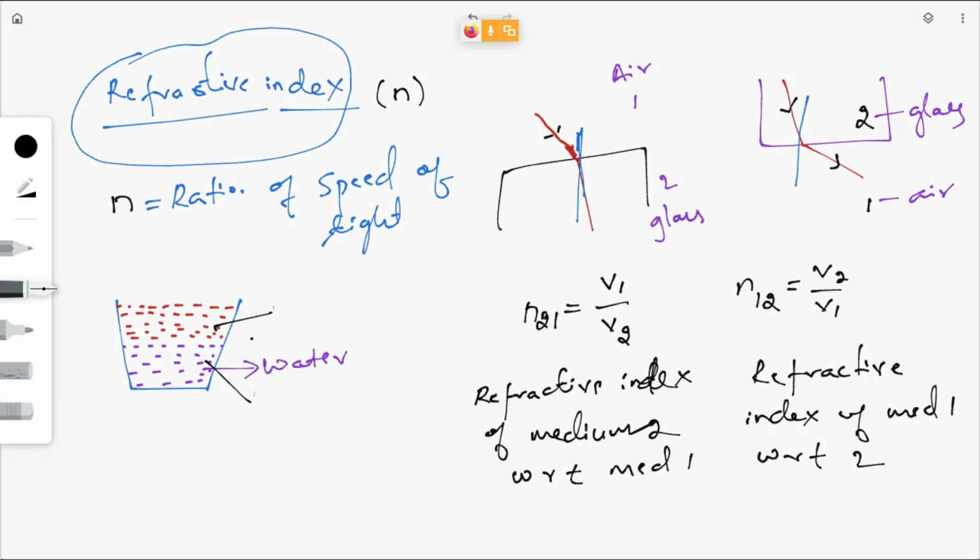Refractive index as a property. What is refractive index? Extent by which a light ray bends. Okay, that is the refractive index. But when you get a numerical out of this, it is a bit confusing.